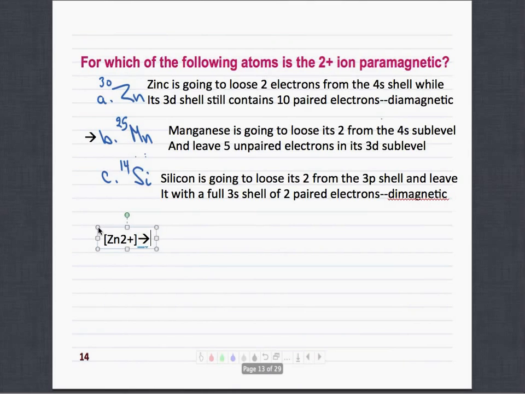Okay, manganese is 25, so it is argon 4s2 3d5. I'm going to lose 2+, so I'm going to lose them from the 4s, so clearly it is paramagnetic, because I have 1, 2, 3, 4, 5 unpaired electrons, so paramagnetic.